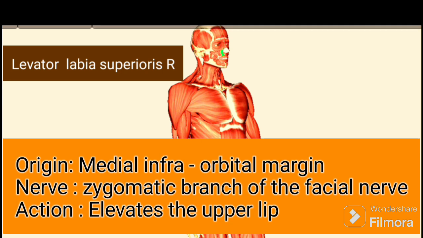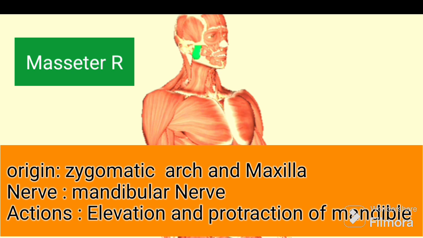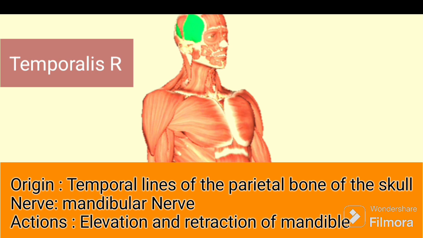Muscles of mastication. The muscles of mastication are associated with movement of the jaws. Masseter. The masseter muscle is the most powerful muscle of mastication. Action: it elevates the mandible and closes the mouth.